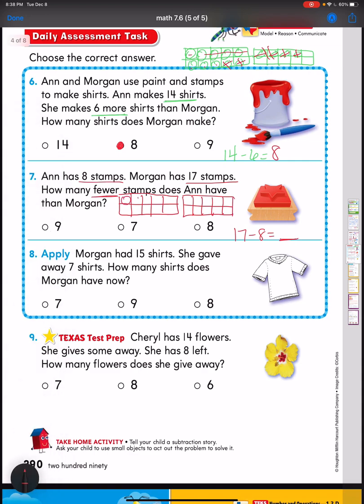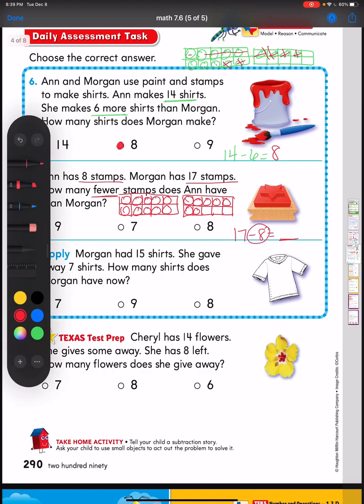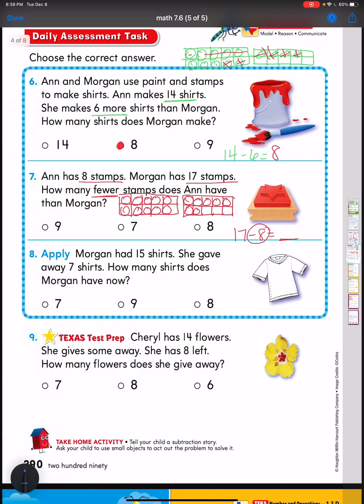All right, so let's draw our 17 stamps. So there's 10, 11, 12, 13, 14, 15, 16, 17. We're comparing them, we're subtracting, so we're going to take away this 8. I know that this is 7. Took away the 7, I'm down to 10. One more, that's 8. I took away 8 stamps. What am I left with? 1 and 10 minus that 1 is 9. So that means the difference between the two is 9.